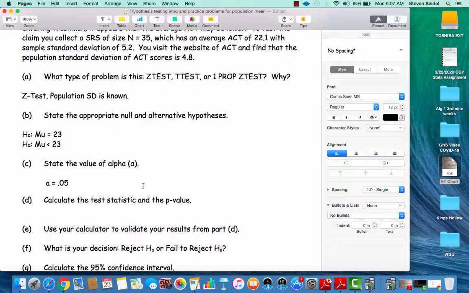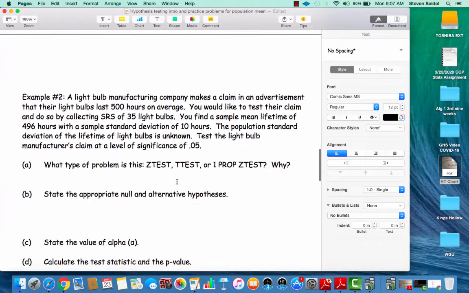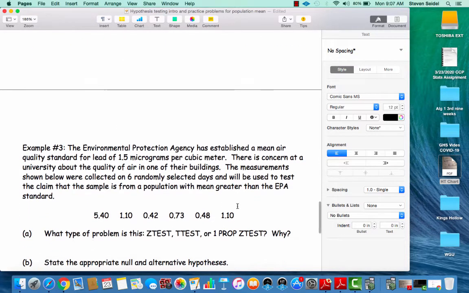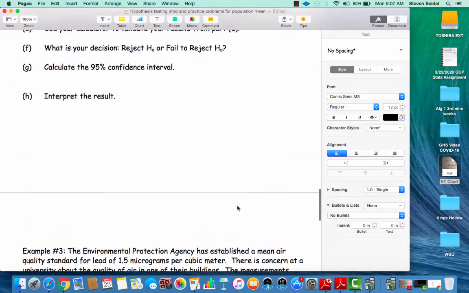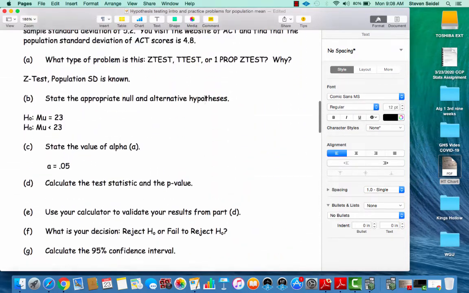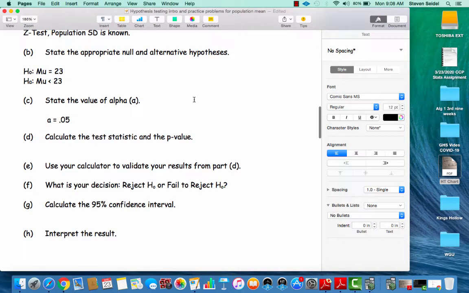I think in the other two examples, it gives you a level of significance. That's the alpha level they're talking about. You may or may not be given one. If you're not given one, go with 0.05. It's just like a 95% confidence interval.